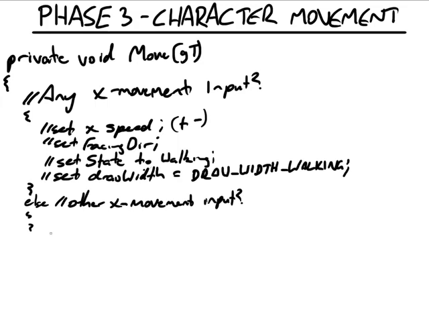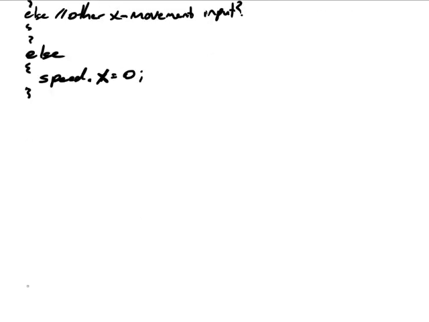So what we're going to do then is, if there is no x in left and x in right, then we can put in another else, which means we're going to be on idle. So we'll just set speed equal to 0. Speed dot x is equal to 0. Okay, that takes care of you.